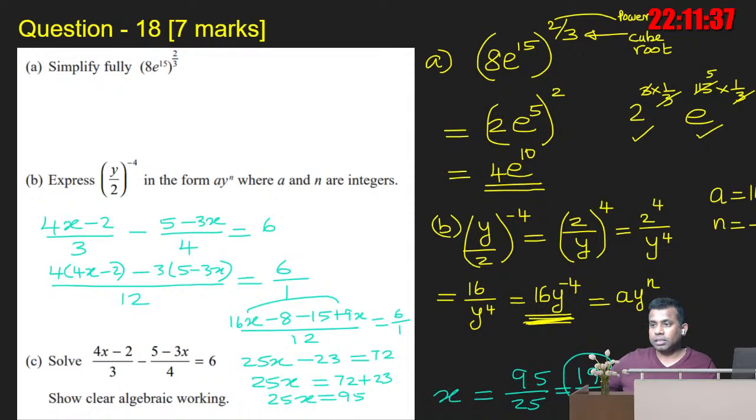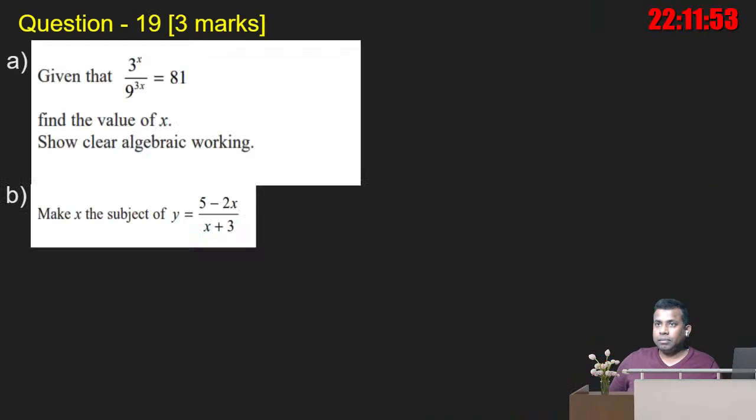Which is 3 and 4/5. It depends on whether it's a calculator paper; you can use the calculator to find out what the answer is, right? So that is question number 18.